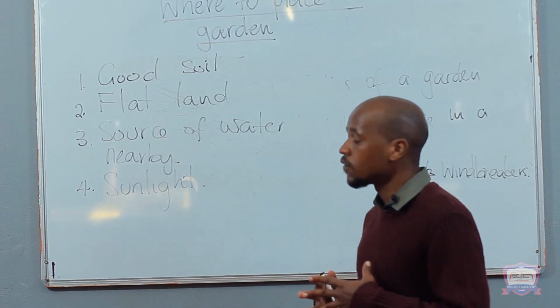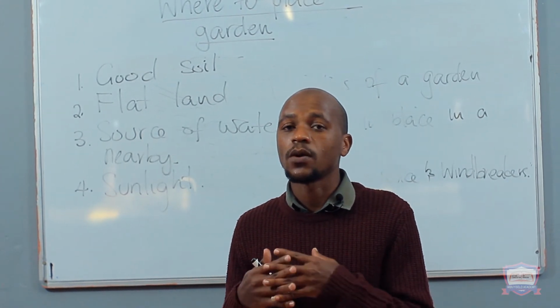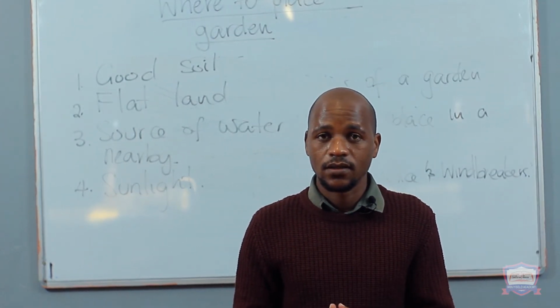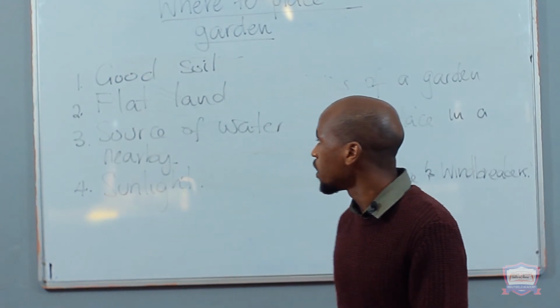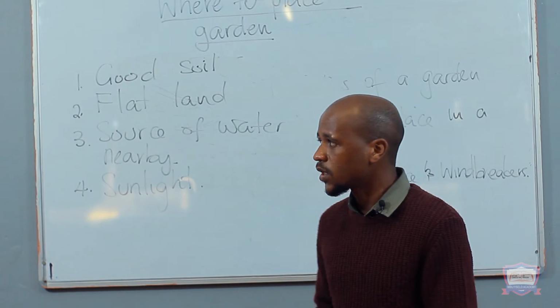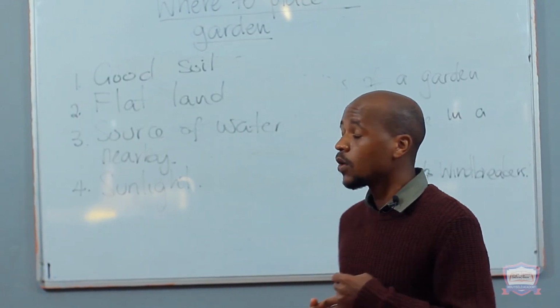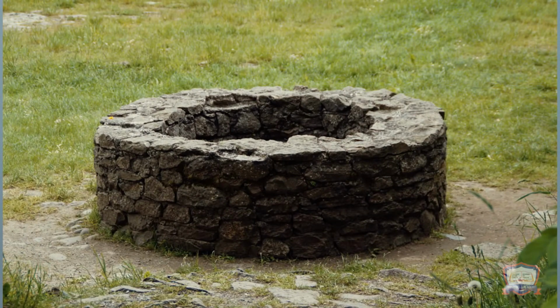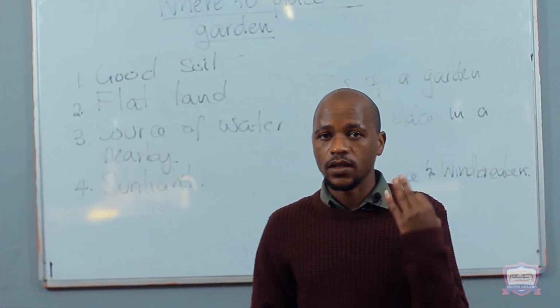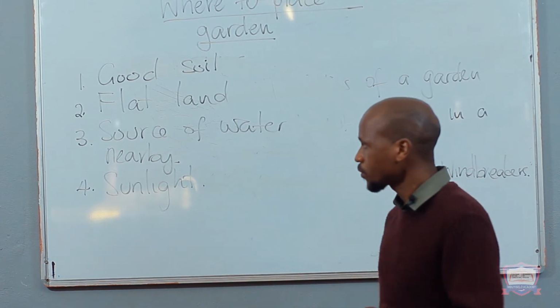Three, source of water nearby. We must be able to water our gardens. So that is why we need a source of water nearby. So what makes a source of water? It could be a tap, it could be a well, or a stream. Any of the 3 things should be available when you are making a garden.